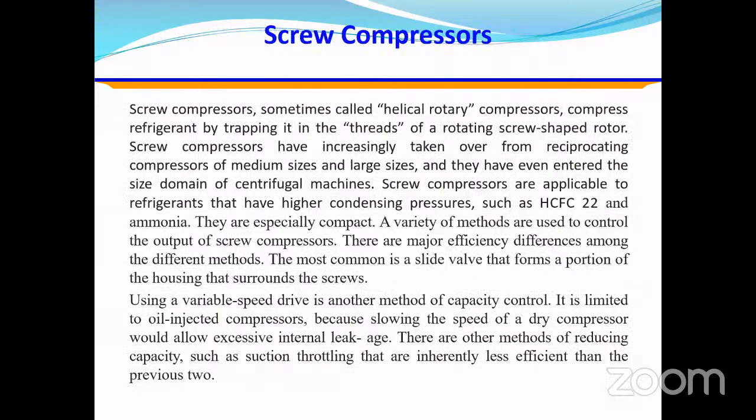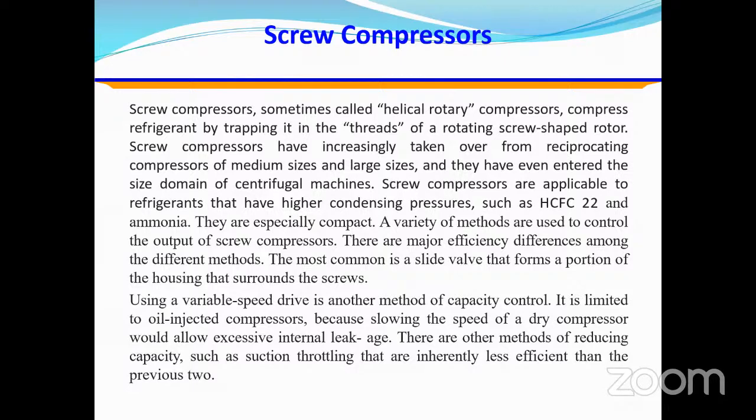Screw compressors. Screw compressors, sometimes called helical rotary compressors, compress refrigerant by trapping it in the threads of a rotating screw-shaped rotor. Screw compressors have increasingly taken over from reciprocating compressors of medium and large sizes, and they have even entered the size domain of centrifugal machines. Screw compressors are applicable to refrigerants that have higher condensing pressures, such as HCFC22 and ammonia. They are especially compact.